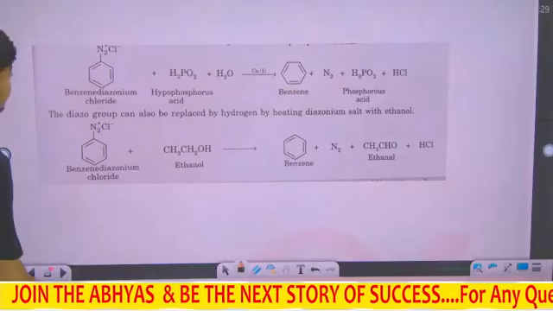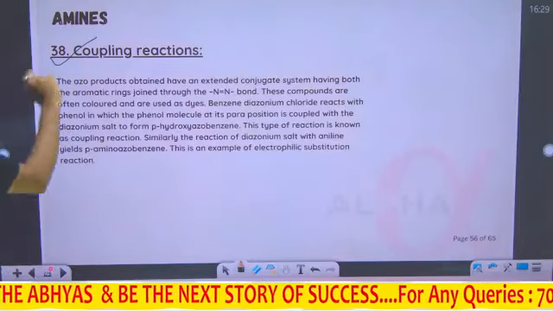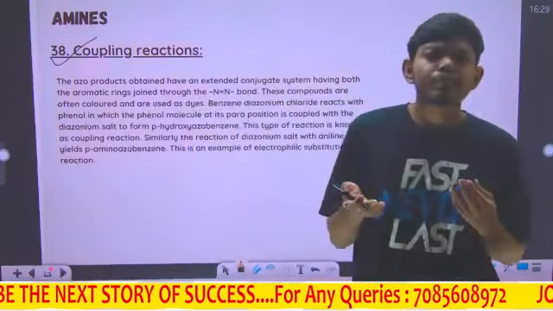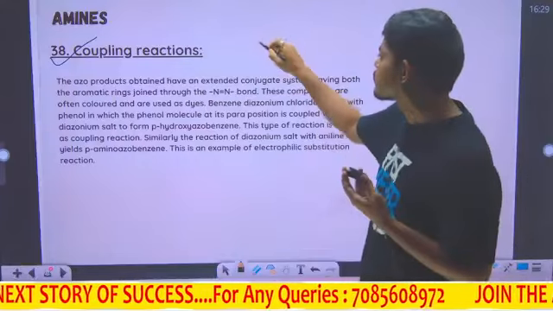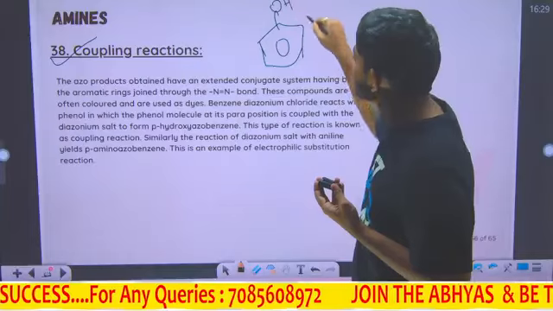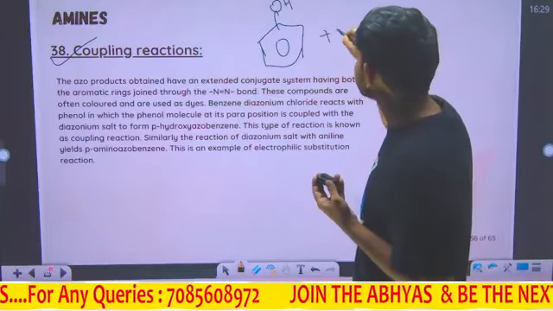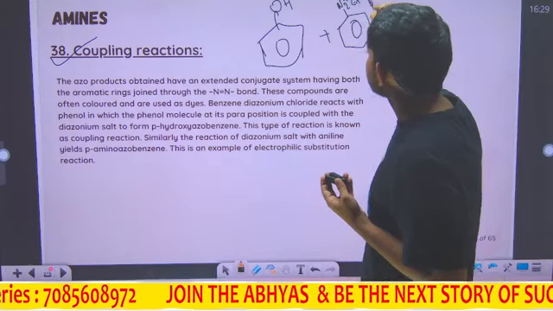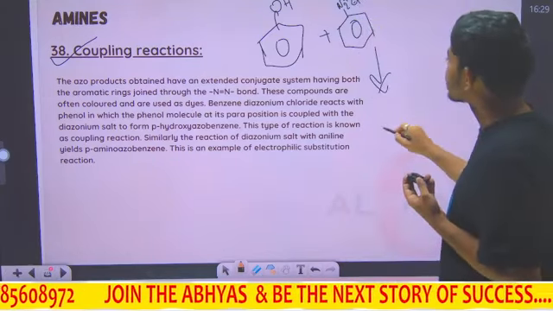So what do you have at last? The coupling reaction. Colored compounds are formed when you react diazonium salt with phenol. It is just this reaction. With phenol. This is your coupling.